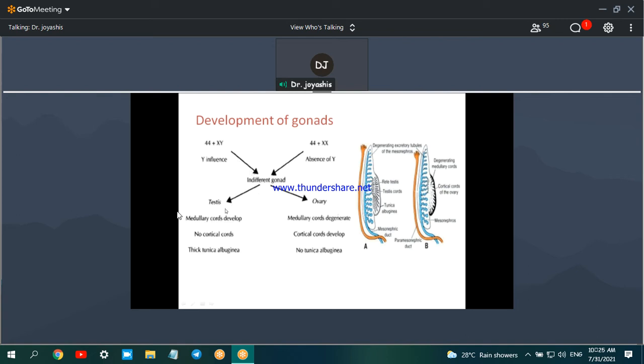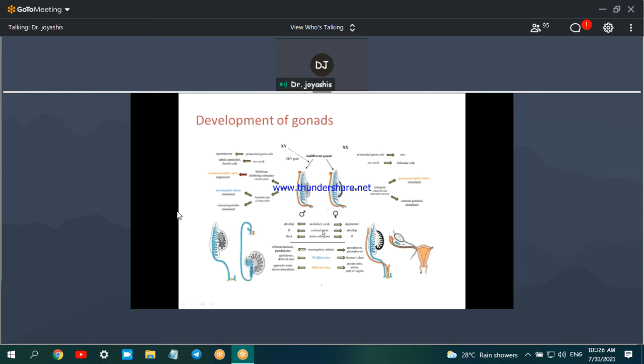If SRY is present, then the Y influence gives rise to testes and to the male genital pathway. Here, medullary cords develop, no cortical cords, then tunica albuginea. If SRY is not present, then development goes along the female pathway, in which the ovary develops, medullary cords degenerate, and cortical cords develop. These are the cortical cords of the ovary, but this is the testis, where testicular cords develop. This is the male pathway, this is the female pathway.